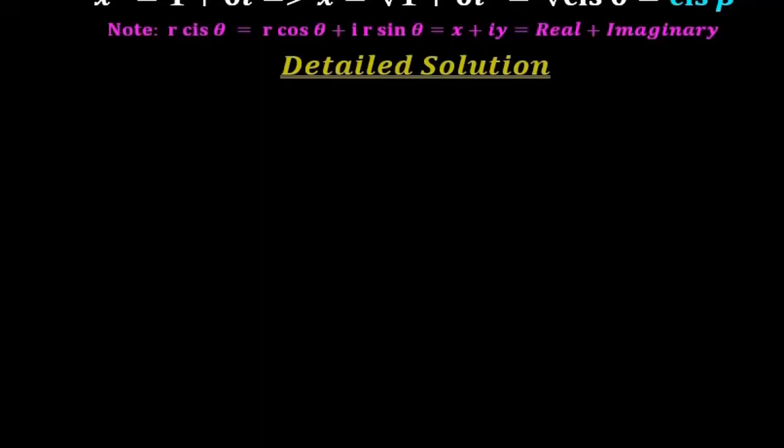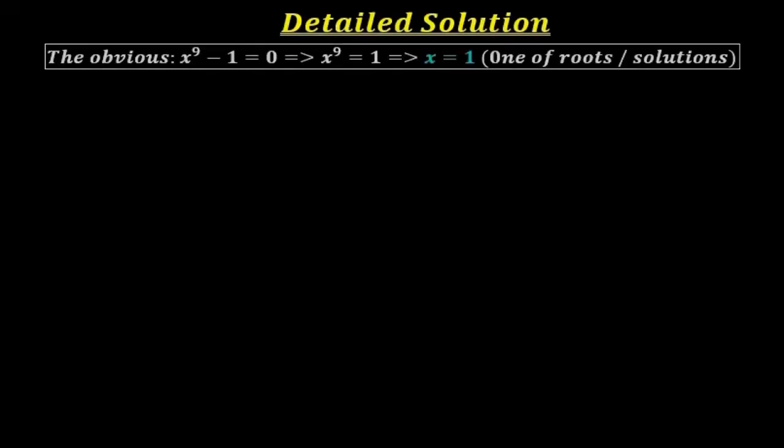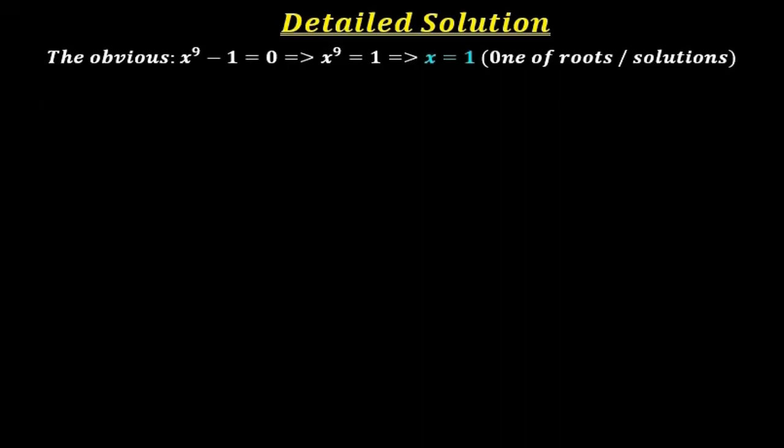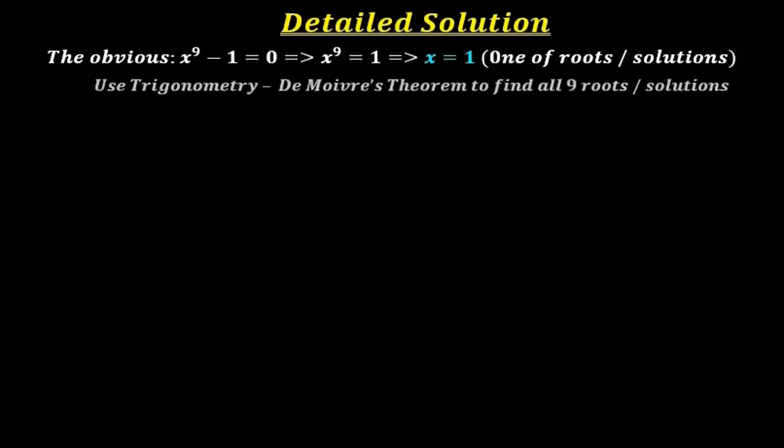And here is the detailed solution. So we start with the obvious. X to the 9 minus 1 equals 0. X to the 9 equals 1. Take 9th root of both sides. X equals 1. That's one of the roots, so that's one of the solutions. Now to find the other roots, use Trigonometry De Moivre theorem to find all 9 roots, all 9 solutions.